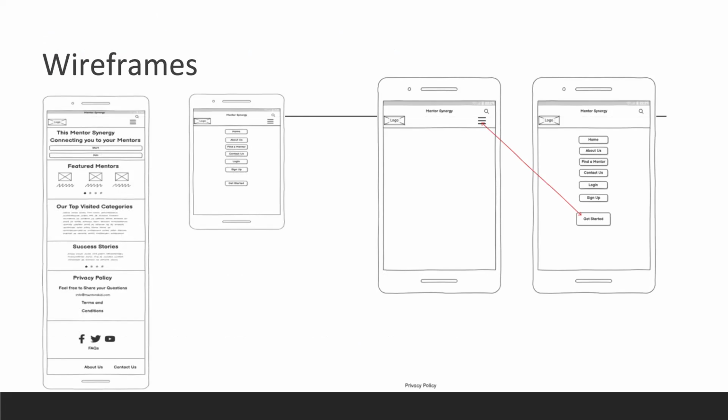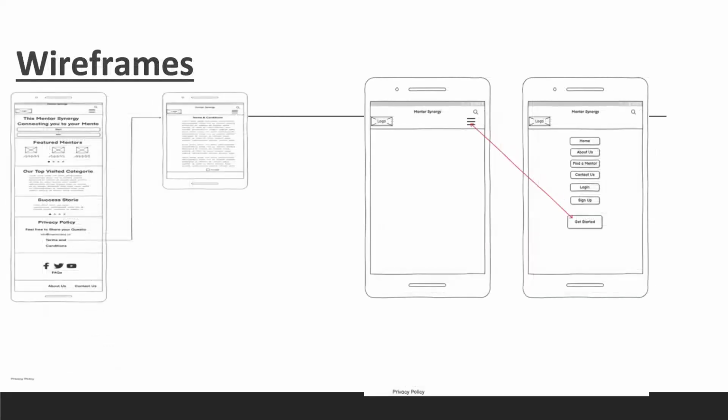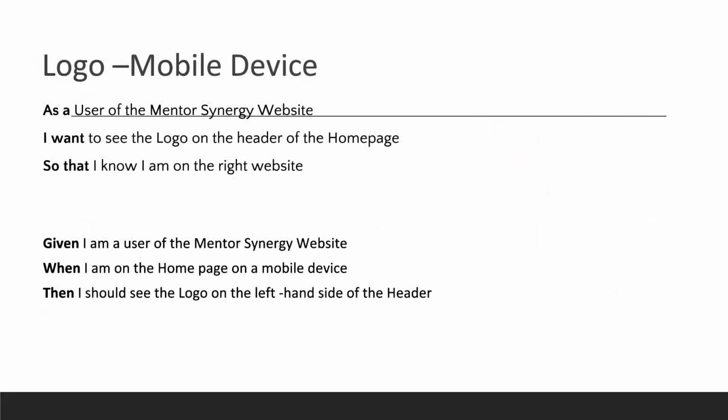For the mobile device, you can see here the homepage for the mobile device, the header for the mobile device, and the hamburger icon. When clicked on this, you see on the far right of this wireframe. Next slide. And same again, you can see for the terms and condition as well.